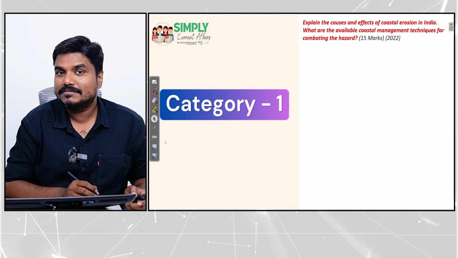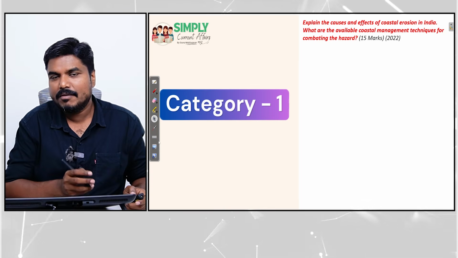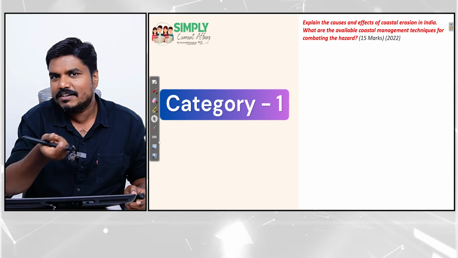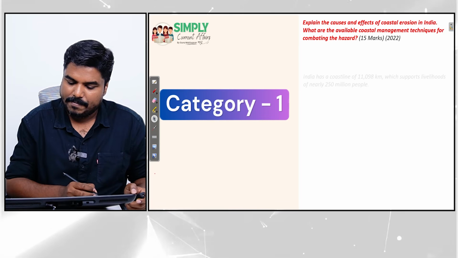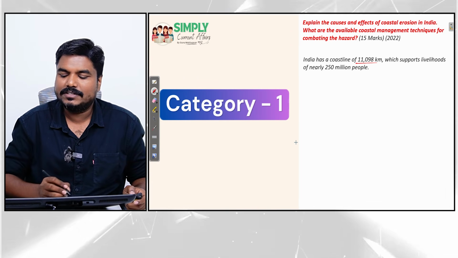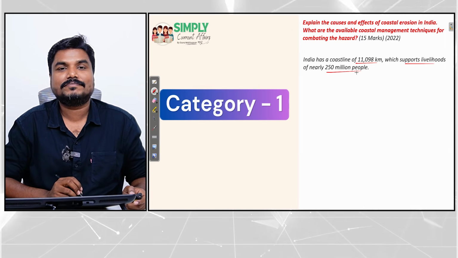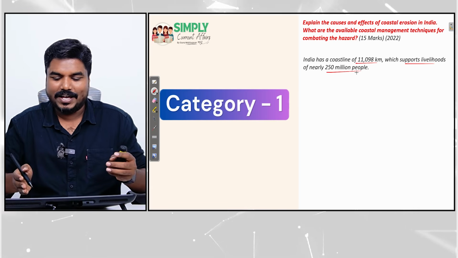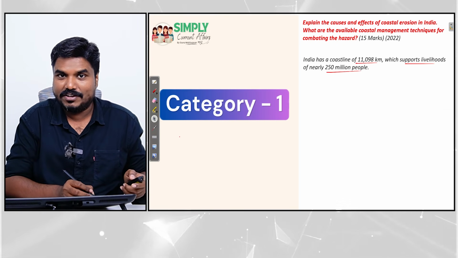To make it more effective, find out the context. The context can be current affairs, it can be some report, because in the context only you can fill in some facts. Okay. So, look, India has a coastline of 11,000 kilometers, which supports 250 million people's livelihood. Okay, so I am setting the context. I am showing the seriousness of the significance of the coastline.